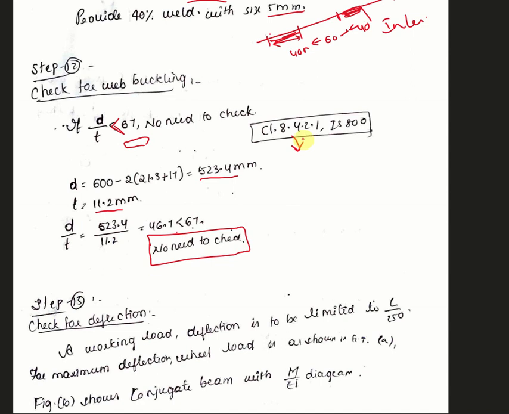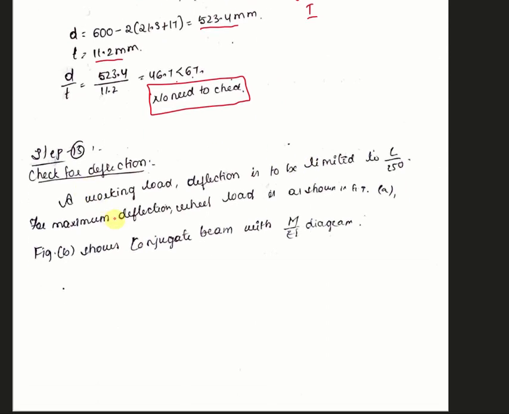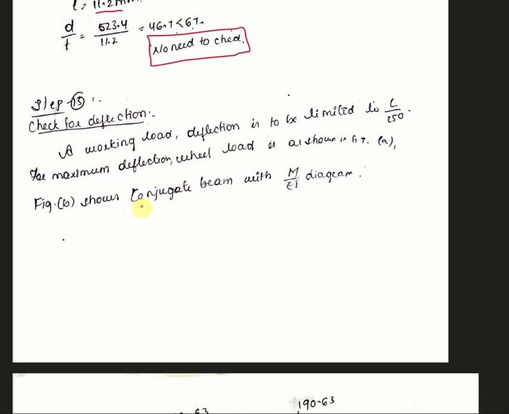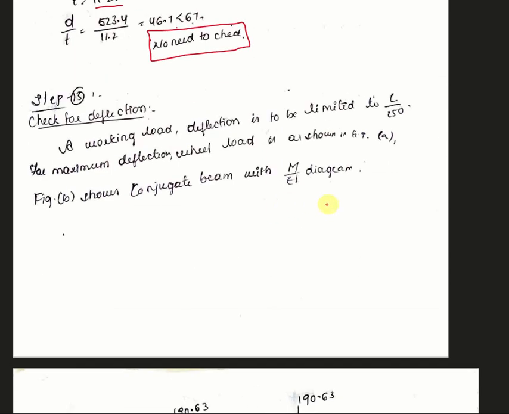Clause number 8.4.2.1 talks about this check for web buckling. If there is a need for a check, there is a formula there. You can just substitute and check for web buckling. Okay, the last step is the check for deflection. So page number 31 or 32, table number 2, I think. Sorry.